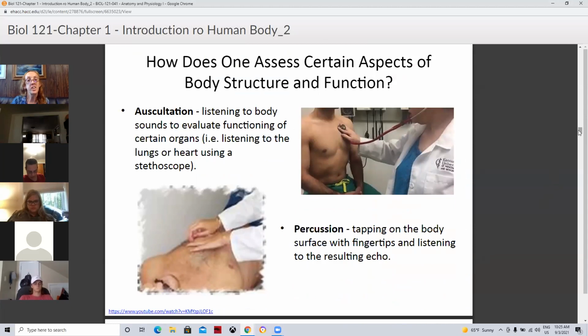Auscultation. Listening to body sounds to evaluate the functioning of certain organs. Listening to the heart and lungs using a stethoscope. You can also do it for stomach sounds. Percussion, tapping on the body surface with fingertips and listening to the resulting echo.